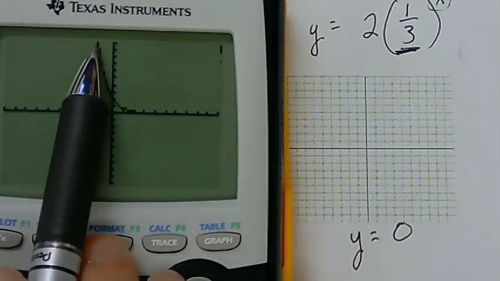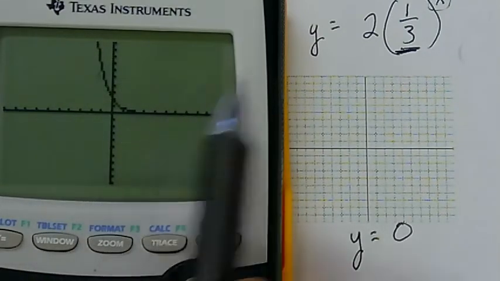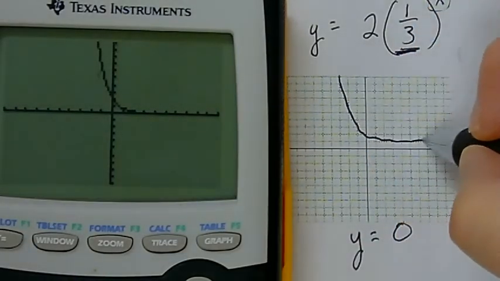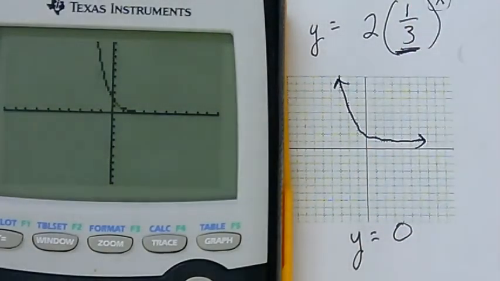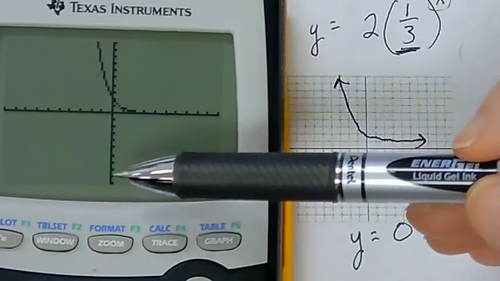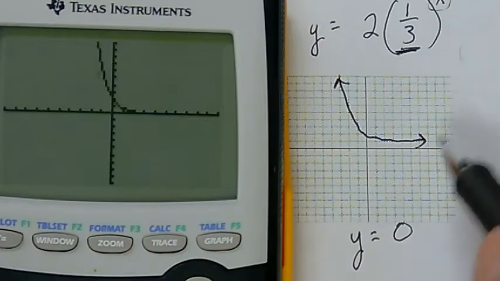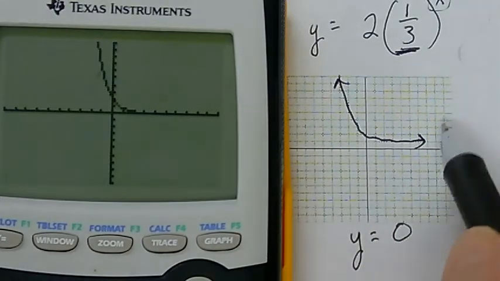So this one starts here and it decays because this is a number between 0 and 1. So it's going to look something like this. And you're welcome to use your graphing calculator to help you do the graph that you're going to do in Delta Math. Notice the asymptote is still at y equals 0.